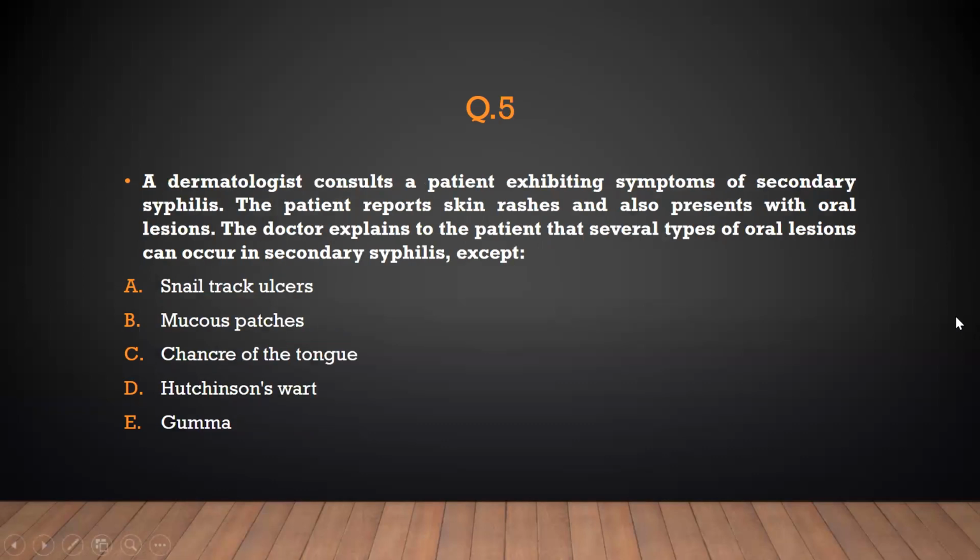A dermatologist consults a patient exhibiting symptoms of secondary syphilis. The patient reports skin rashes and also presents with oral lesions. The doctor explains to the patient that several types of oral lesions can occur in secondary syphilis, except A, snail track ulcers, B, mucous patches, C, chancre of the tongue, D, Huntington's spots, and E, gumma. Yes, the answer is C.